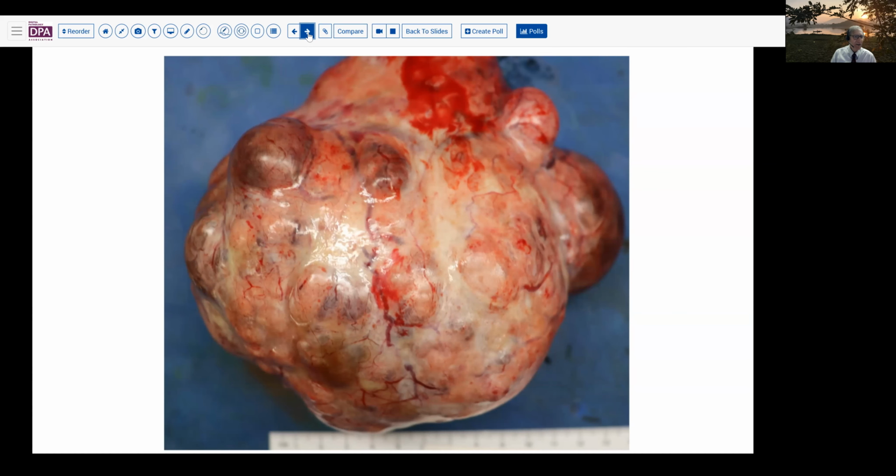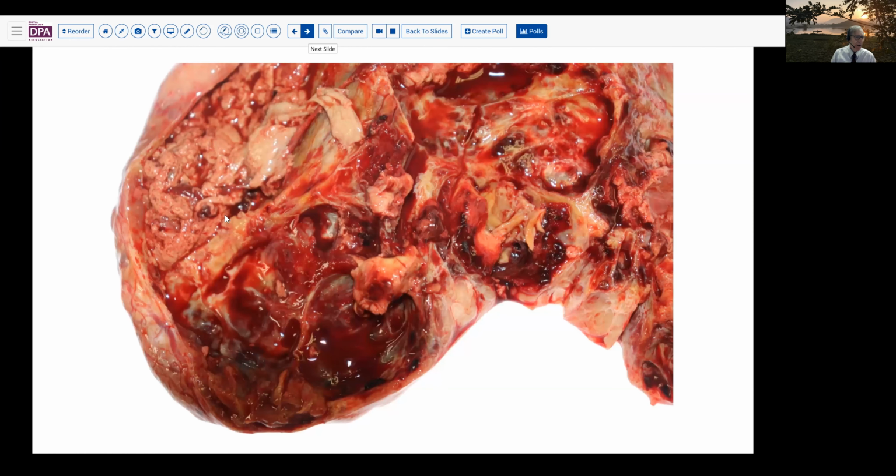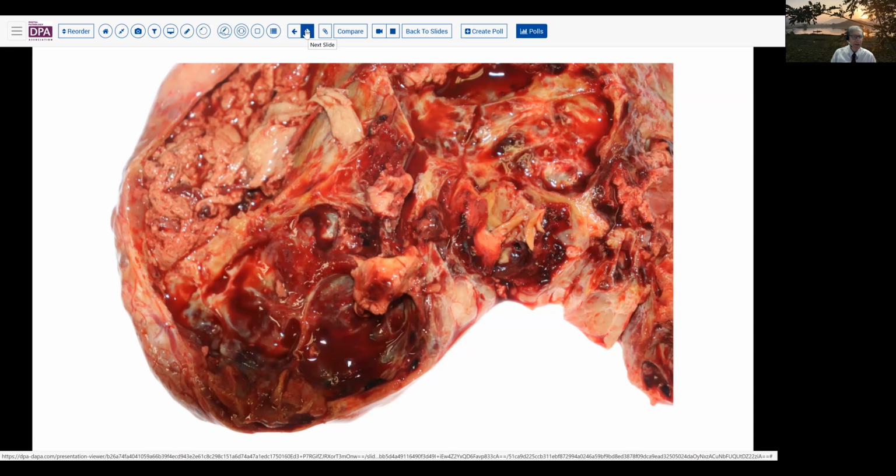And on sectioning this lesion, we found a cut surface that was, again, quite variable. Some hemorrhagic, sort of watery cystic areas, others slightly more fleshy or solid, but again, not really a definitive single area of more conventional carcinomatous type of tissue.